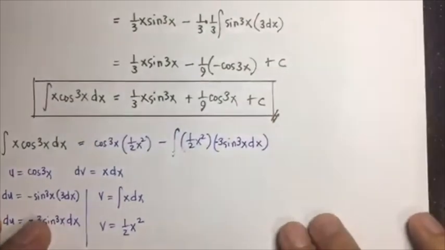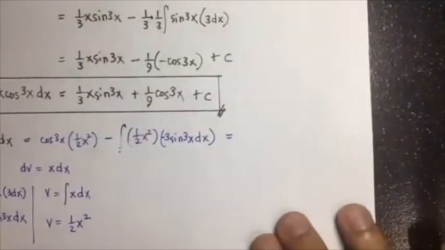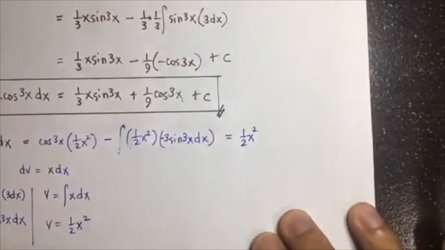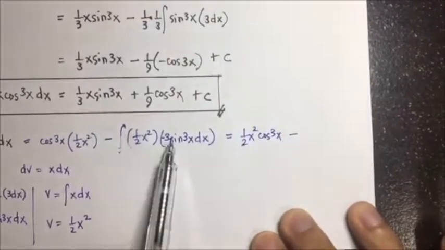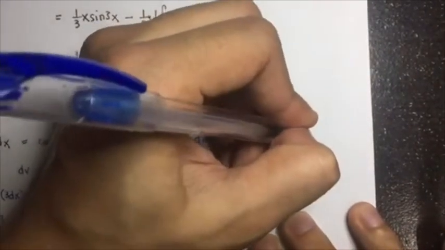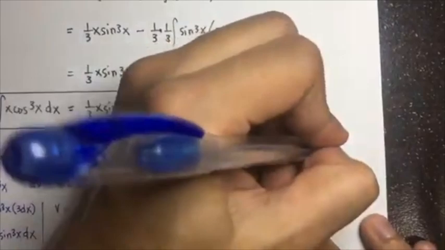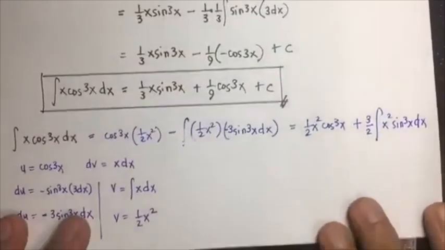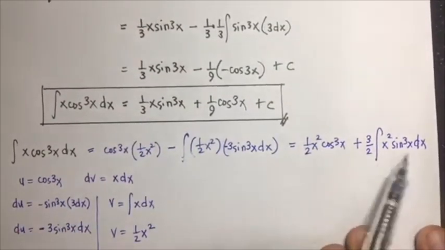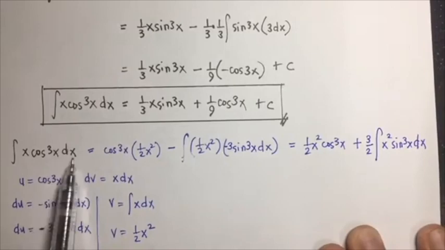Okay, so as you can see, even if we simplify this, it will become 1/2 x squared cosine 3x, and then, negative 3 times 1/2, the negative outside, so plus 3/2 integral of x squared sine 3x dx. Okay, so what have you noticed? The integral part here got more complicated compared with our original integrand.